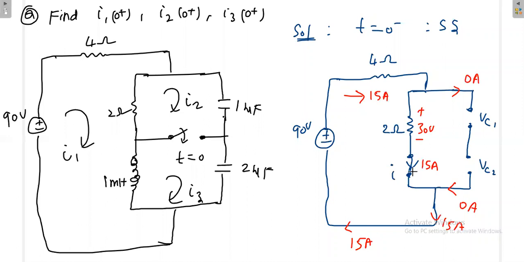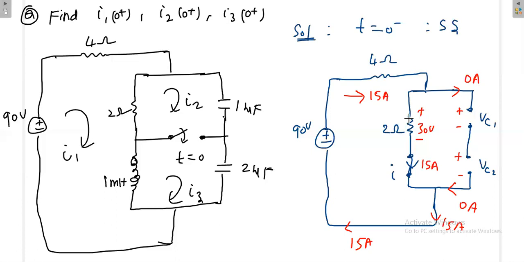Before applying the switch, we should also calculate the voltage across the capacitors. Now, there are two capacitors, two open circuits. I will apply plus here and minus here. We do not know the polarity, we are just putting some signs; it may be opposite also. Then you apply KVL, Kirchhoff's voltage law, in this loop: VC1 plus VC2 will be 30 volt.